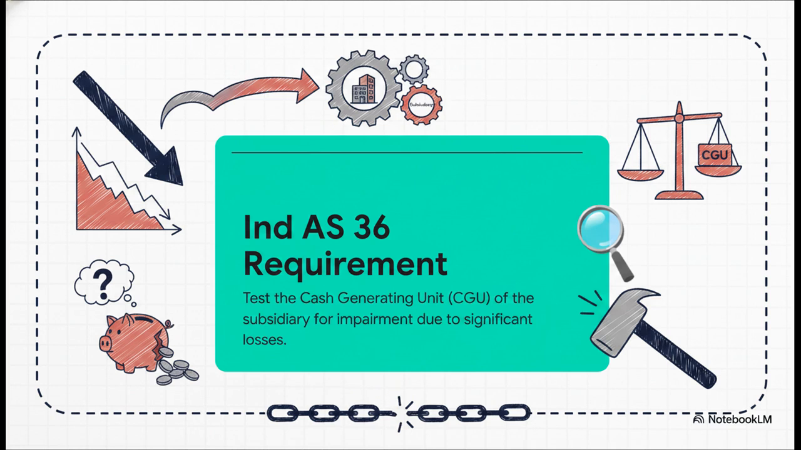See, because the subsidiary is bleeding money, with significant losses, those losses are a giant flashing indicator of potential impairment. So the Holdco group still has to test the cash generating unit, or CGU, of the subsidiary for impairment. If the carrying amount of that CGU is higher than its recoverable amount, well, the assets belonging to that CGU absolutely must be impaired in the consolidated financials. It's a two-step dance. You reverse the intragroup provision under Ind AS 110, but then you might still need to recognize an impairment based on the real-world value of the underlying assets under Ind AS 36.